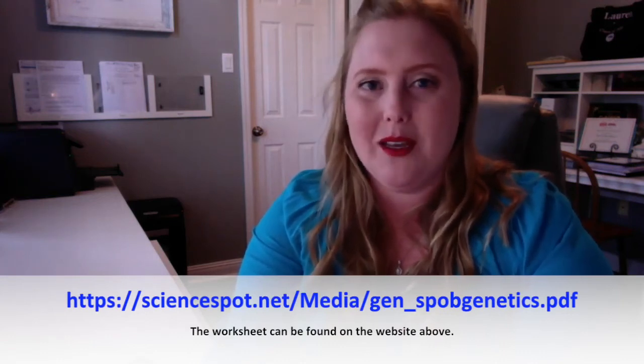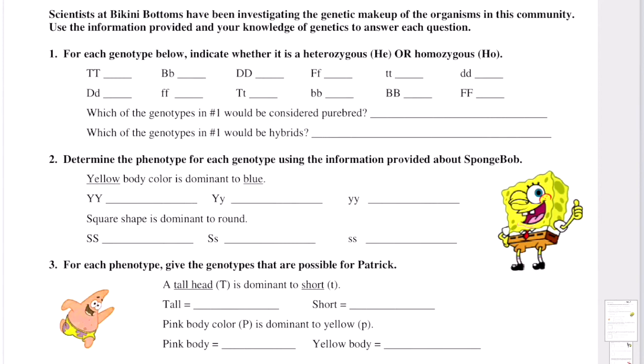Today I will be reviewing Punnett squares. So let's take a look. It says Bikini Bottom genetics. Scientists at Bikini Bottoms have been investigating the genetic makeup of the organisms in this community. Use the information provided and your knowledge of genetics to answer each question. For each genotype below, indicate whether it is heterozygous or homozygous.